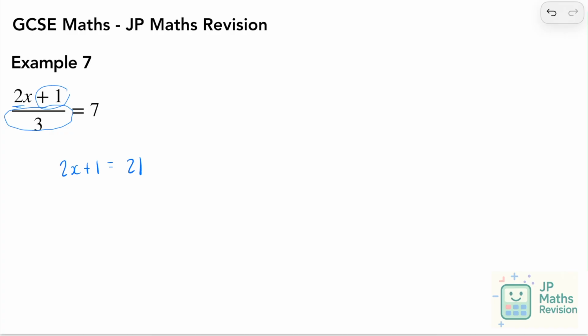Now we need to get rid of the plus 1. So the opposite of adding 1 is subtracting 1. So we end up with 2x equals 20. And then we need to divide by 2 because the opposite of timesing by 2 is dividing by 2. So we end up with x equals 10. And that is the answer to that question.